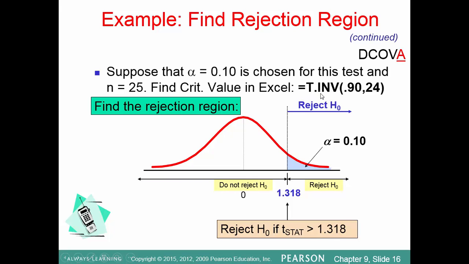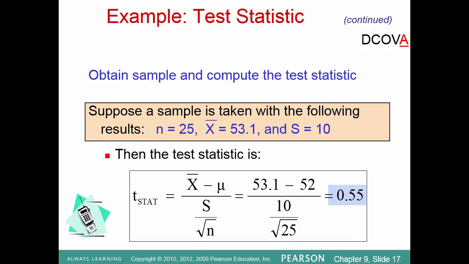So we'd use equals T.INV and in the parentheses 0.90, 24. And that gives us 1.318. So now we know we'll reject the null hypothesis if our test statistic is greater than 1.318. So next we calculate the test statistic, which is just plugging all our inputs into this formula here, and we get 0.55.